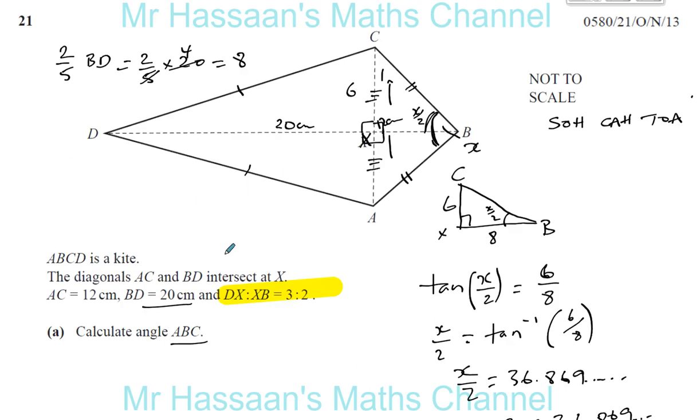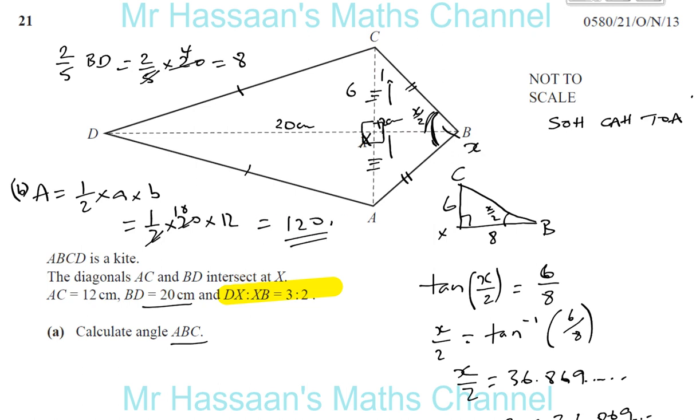It's telling us to calculate the area of the kite. Okay, so the part B says calculate the area of the kite. Now the area of a kite, it's very easy. It's a half times the product of the diagonals. Half times A times B. Very simple. So it's a half times 20 times 12. A half times 20 is 10, and 10 times 12 is 120. So that's the answer for part B, 120 centimeters squared. So that's B done for us as well as A.